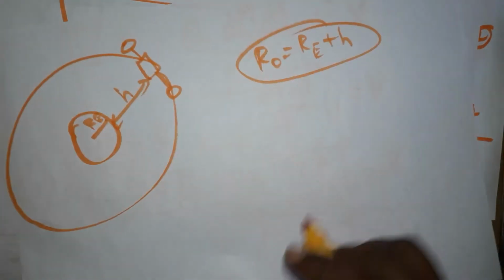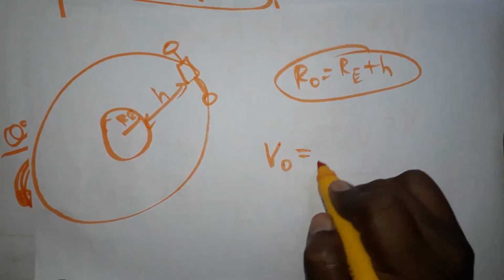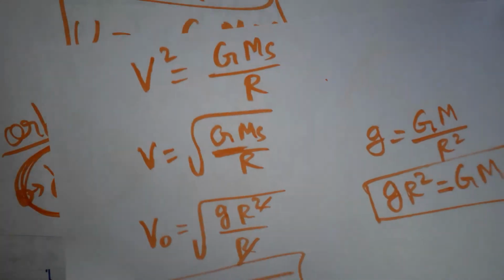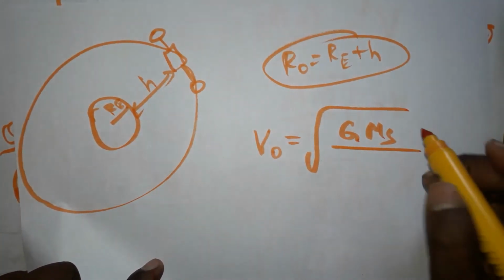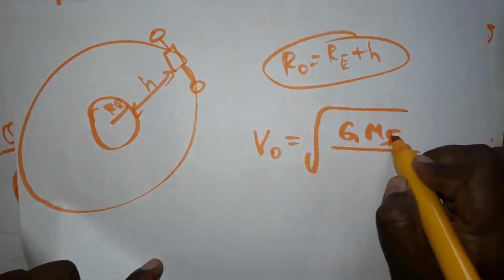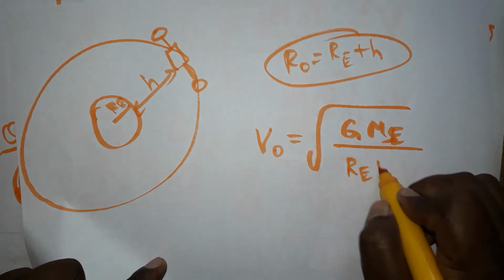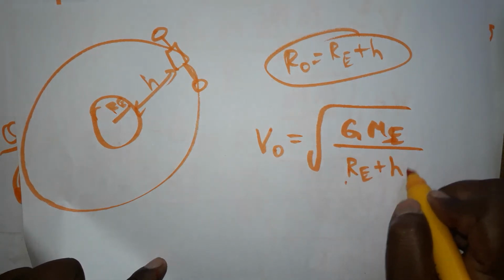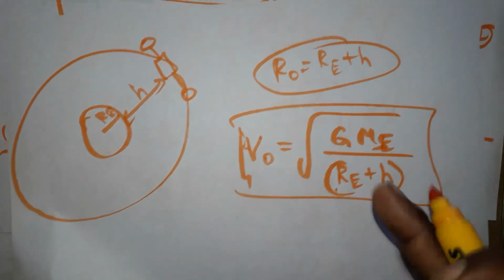Now our orbital velocity is going to be equal to the root of the same equation. From here you can take it as G times the mass of the earth divided by the radius of the earth plus the height of the satellite. Here I am taking the earth as an example. You can modify the same equation according to your requirement.